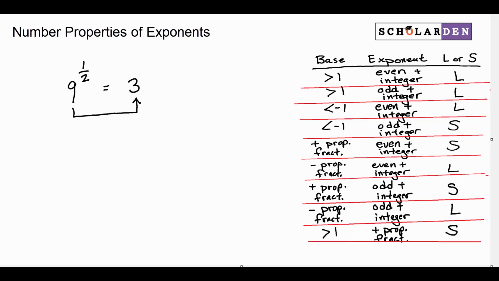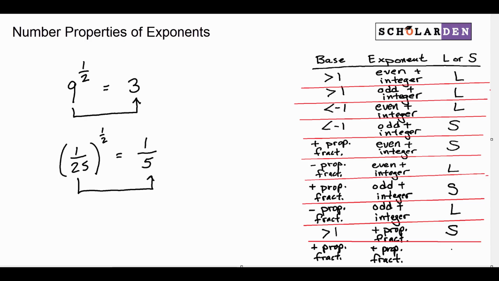And finally, let's look at a positive proper fraction in the base and a positive proper fraction in the exponent. So for example, you could have 1/25 to the 1/2, and that is 1/5, again, because that means the square root of 1/25. Let's not worry about why right now. Just know that that is going to take my number and actually make it larger.